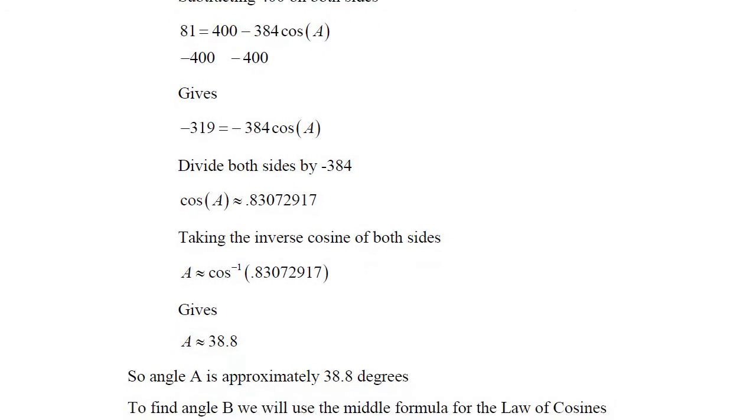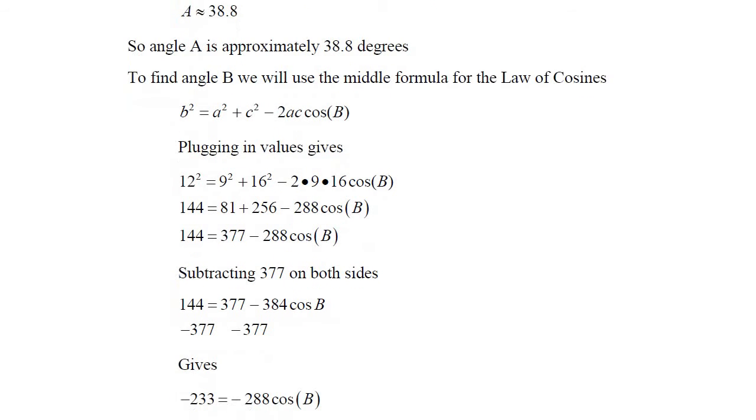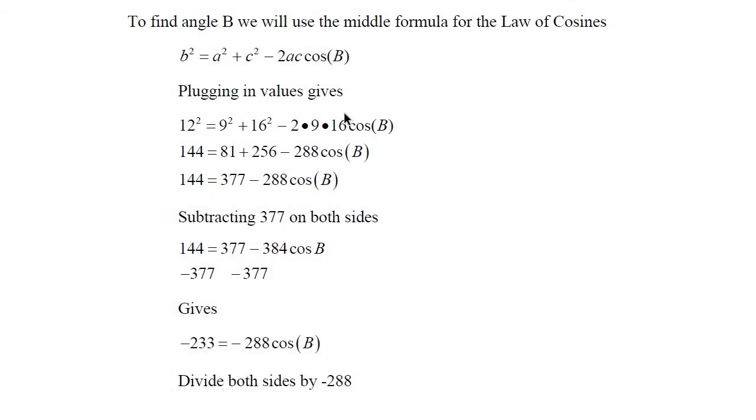Now let's do the same thing for angle B. For angle B, we're going to use the middle formula. b squared is equal to a squared plus c squared minus 2 times a times c times the cosine of B. Plugging in our numbers, I get 12 squared is equal to 9 squared plus 16 squared minus 2 times 9 times 16 times the cosine of B. 12 squared is 144, 9 squared is 81, 16 squared is 256. 2 times 9 times 16 gives me 288.